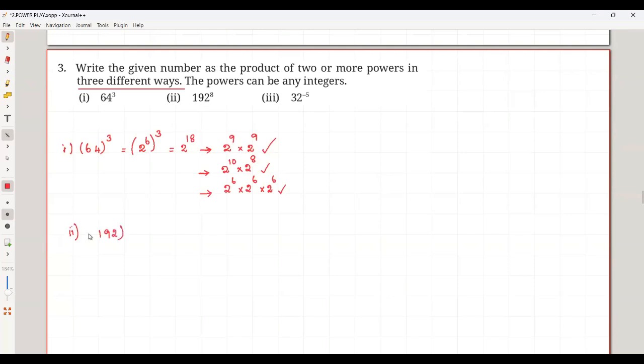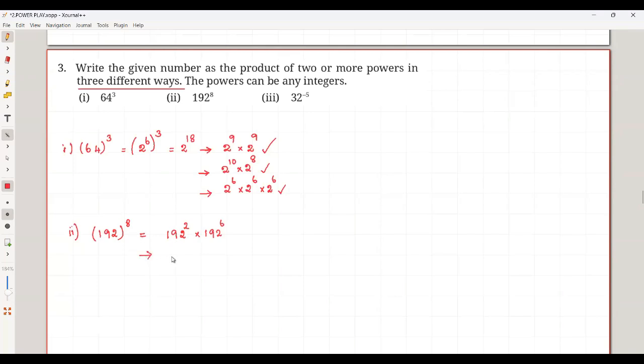192 the whole power 8. While adding, if you are going for multiplication, the power after adding should be 8. So many possible ways. We can write it as 192 power 2 into 192 power 6. Both are having the same base. Keep the same base and add the power. We can write this is one way, right?